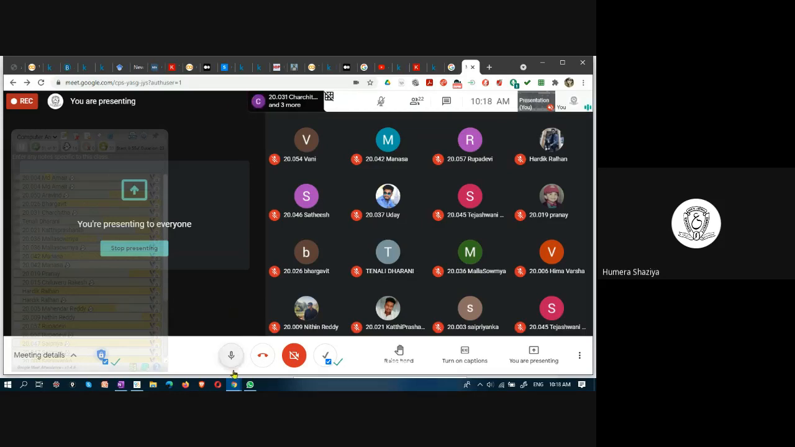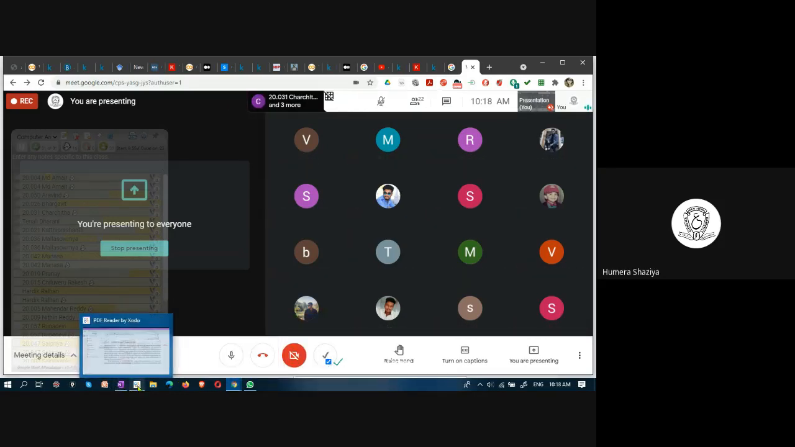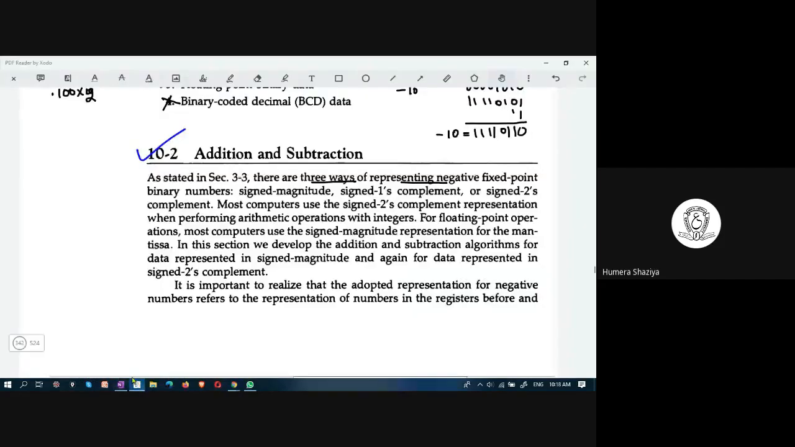We have seen 2 ways. There is another way, the third way. What is the third way? Using 1's complement. Students, please remember this, there are 3 ways of representing negative numbers in computer. First one is signed magnitude. Second one is signed one's complement. Third one is signed two's complement.